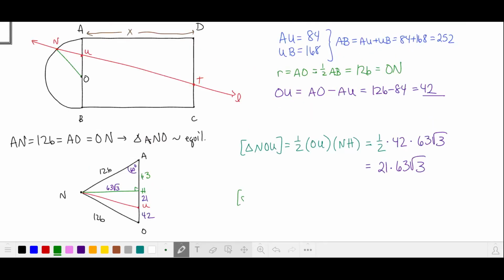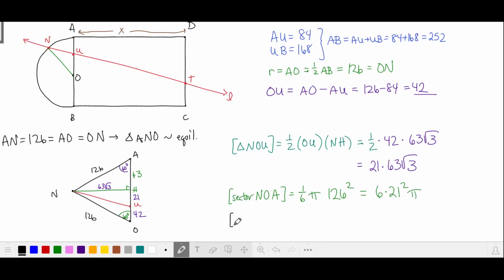Now let's find the area of sector NOA. So it's this pizza slice from N down to the center of our semicircle and back up to A, and includes this arc from N to A. Since triangle ANO is equilateral, we have a 60-degree angle down here as well. So this sector is 1/6 the area of the circle that is twice as big as this given semicircle. The radius of that circle is 126, so this is pi r squared. Simplifying a bit, this is 6 times 21 squared times pi.